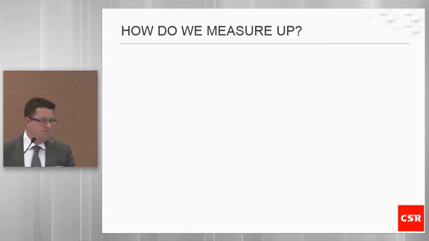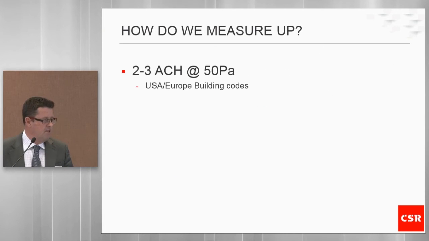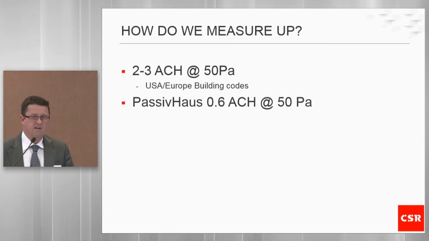How do we measure up? It's important we have a look at how we measure up. In American and European building codes, the target for an ACH 50 is between 2 and 3. The Passive House, which is a zero carbon house, a very low energy German house, is a 0.6 ACH 50.